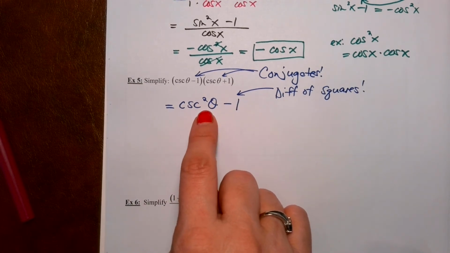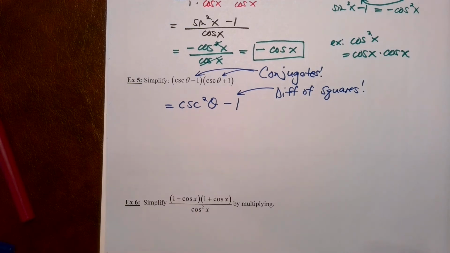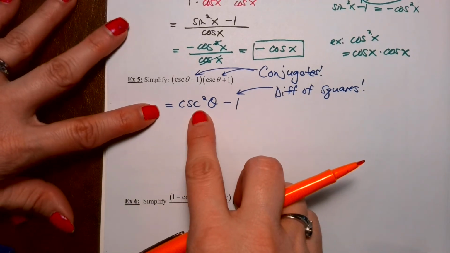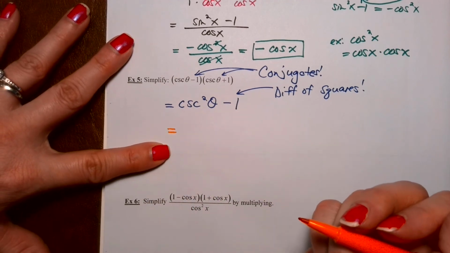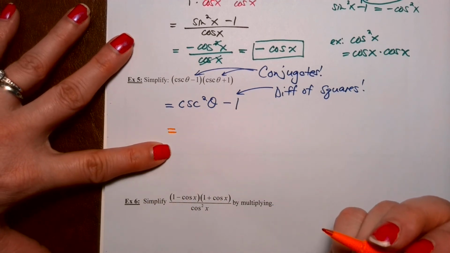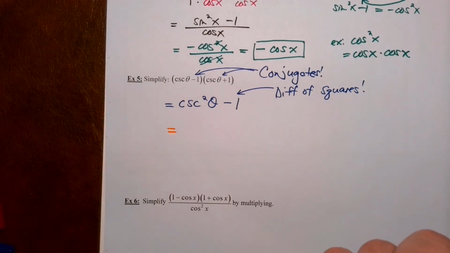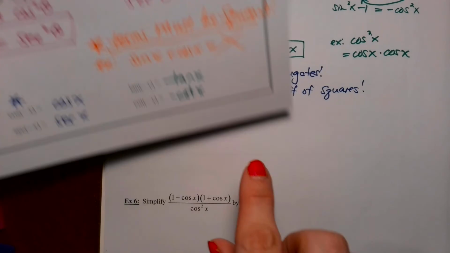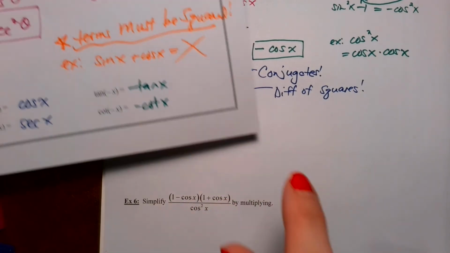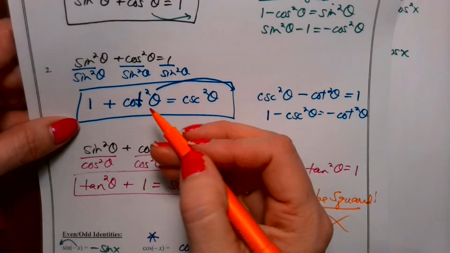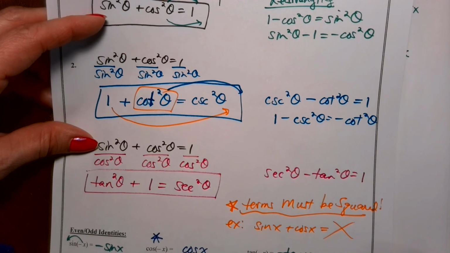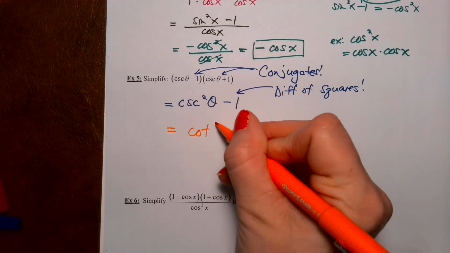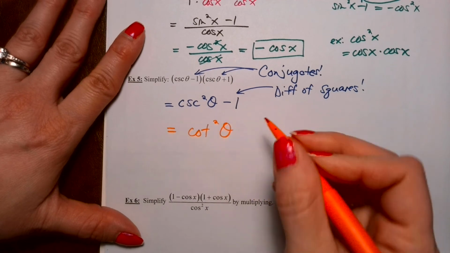Oh, something is squared. We might want to go look at our Pythagorean identities. Can you replace this with something smaller? What do you think? Yeah, cosecant squared minus the 1. So the identity we're looking at is right here. If we subtract the 1, we'll be left with cotangent squared of angle theta.